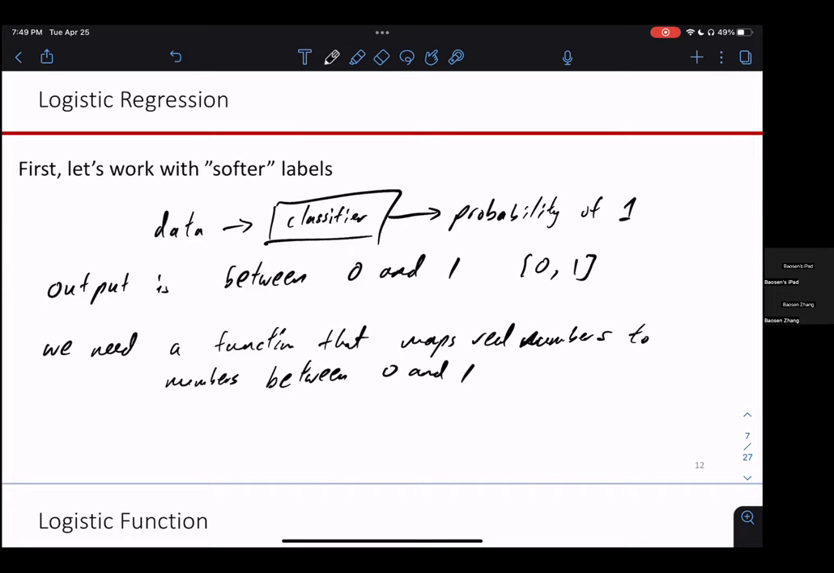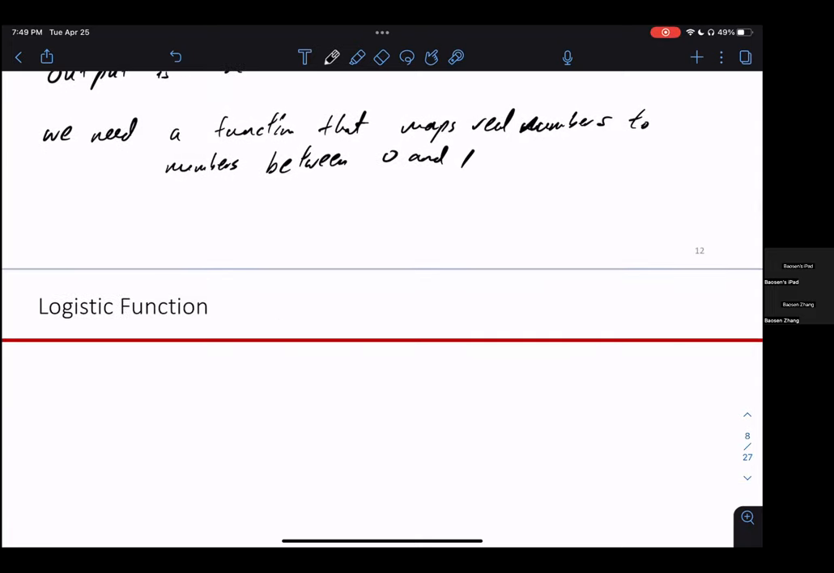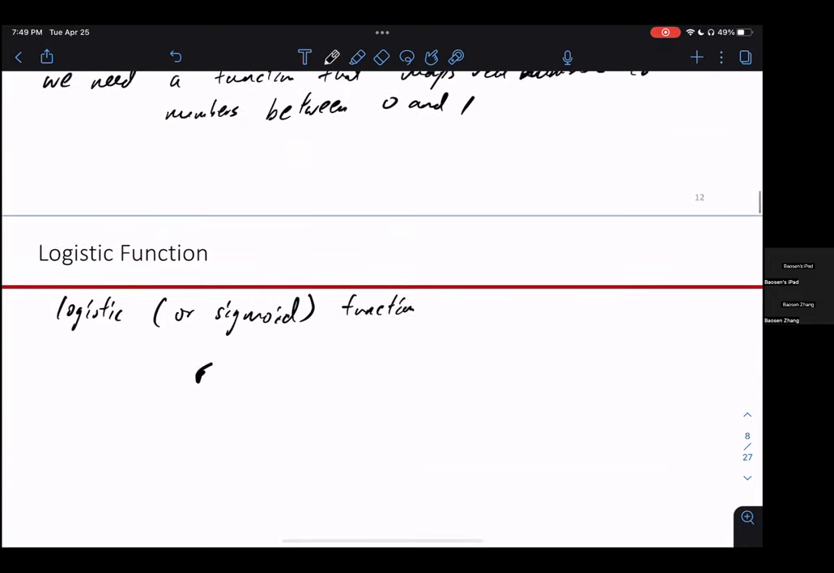There are many functions that will do this for you. It turns out the one that does a good job is called the logistic function. That's why it's called logistic regression. The function you use is between 0 and 1. The logistic function is defined the following way. Or today, I guess it's more popular to call this a sigmoid. It's exactly the same thing. You take some z. So this is sigma of z, equal to 1 over (1 + e^-z).